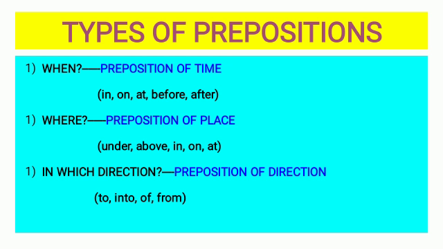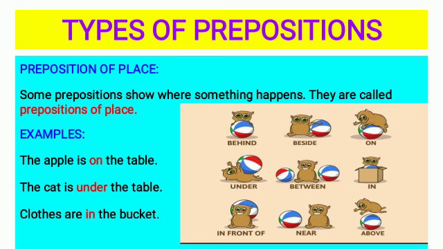The first type is preposition of place. Prepositions of place are nothing but the words which show us where something happens. They are called prepositions of place. Here are a few examples. If you see the first example, the apple is on the table. It says something about the noun. Where is the apple? The apple is on the table. So, the word on is the preposition.